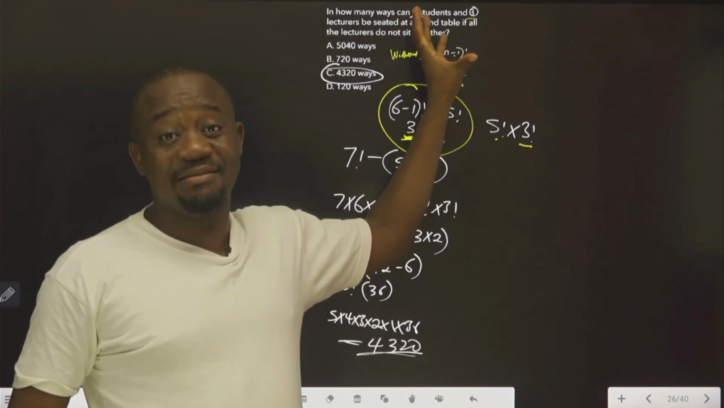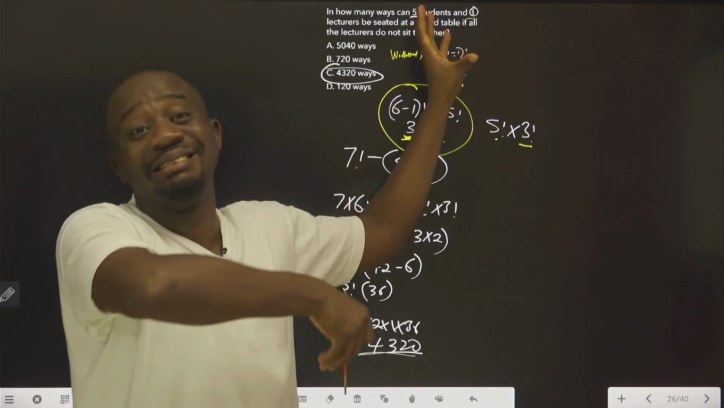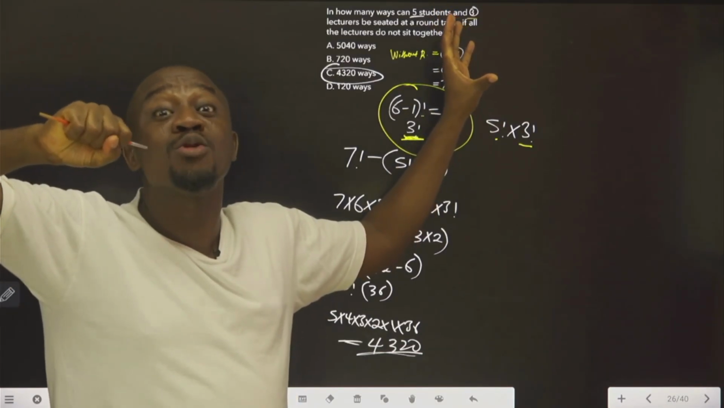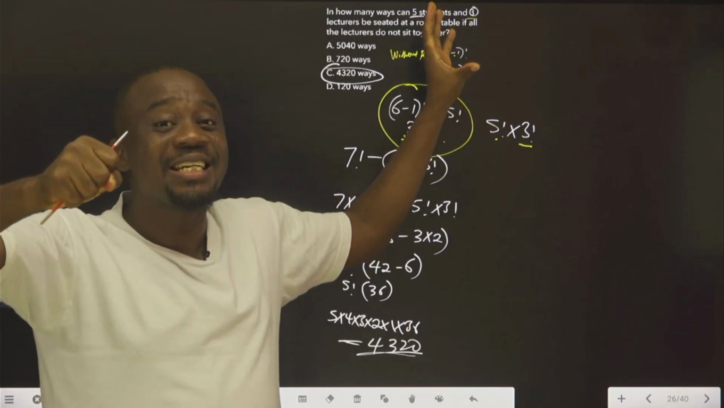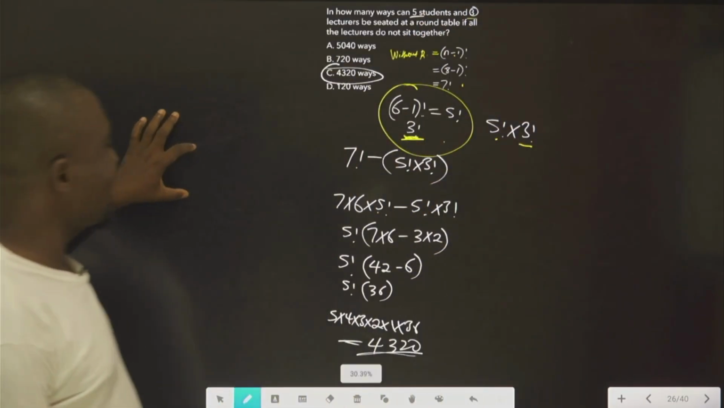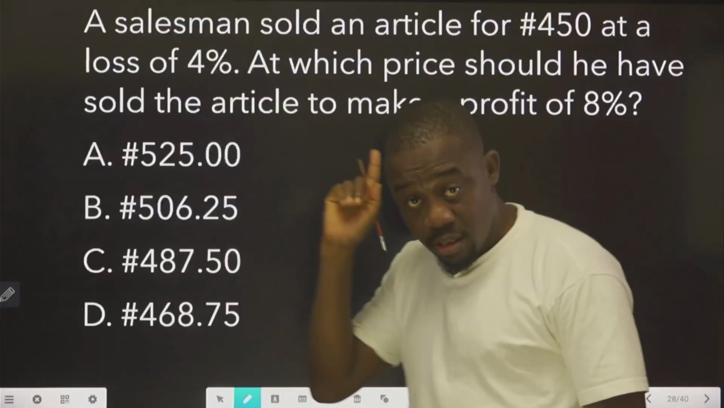Hope you understand this. We start from the general, because we want to remove from it. What are we removing from it? The restriction that the lecturers must sit together, so that we get those that do not sit together. Hope you understand this. Thank you for viewing.